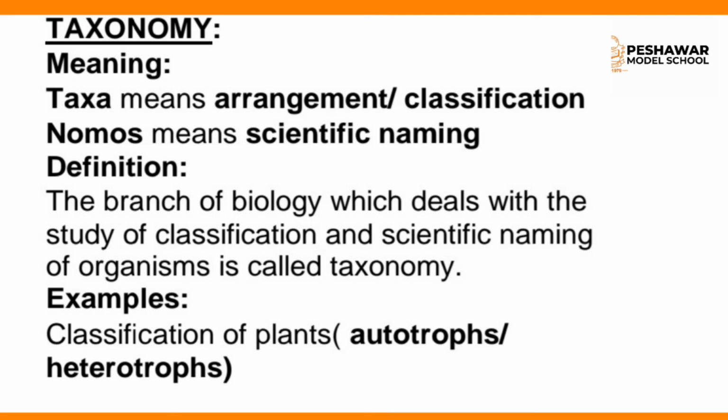So the branch of biology which deals with the study of classification and scientific naming of organisms is called taxonomy, as in the classification of plants as autotrophs and animals as heterotrophs, which cannot prepare their own food. All the living organisms are first of all arranged, classified, and then the scientific names are given to them, and we study them in taxonomy.